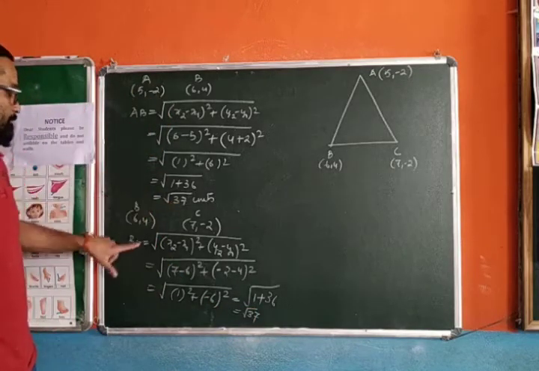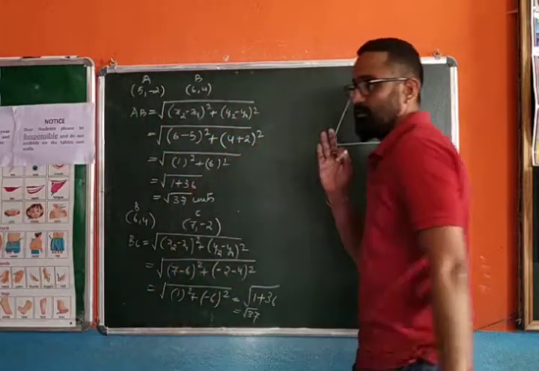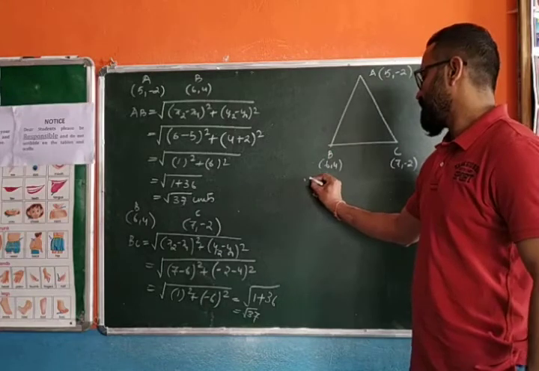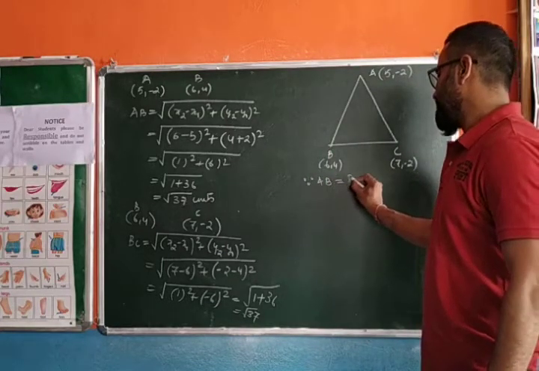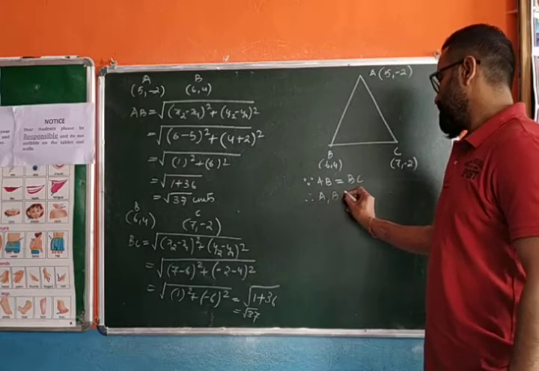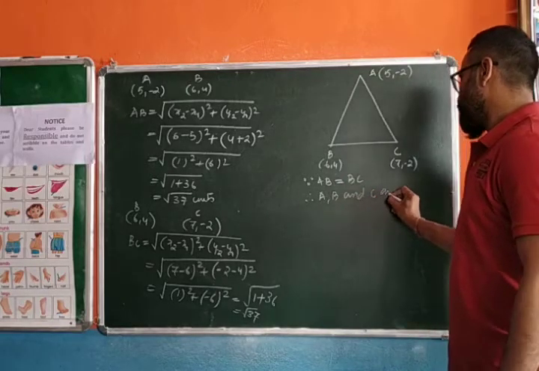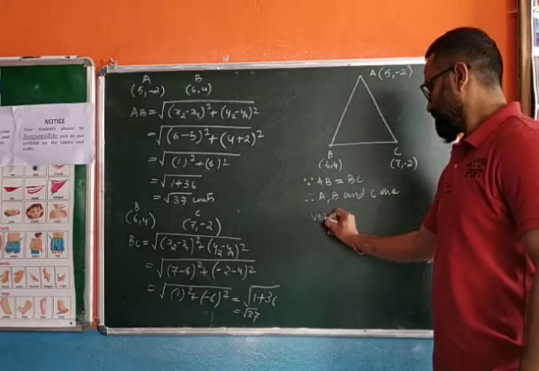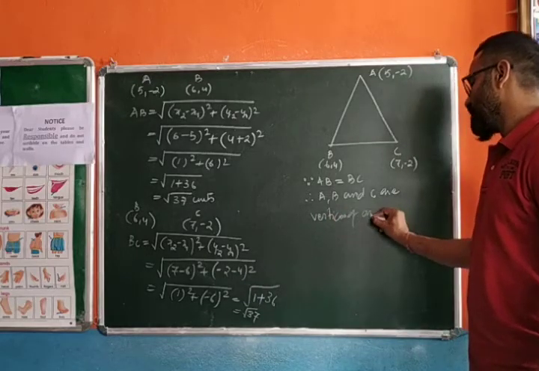AB is root 37, BC is root 37. You don't have to calculate third length since AB is equals to BC. Therefore, A, B and C are the vertices of an isosceles triangle.